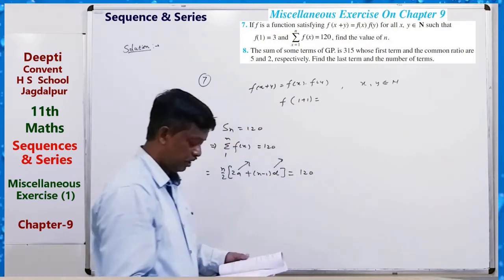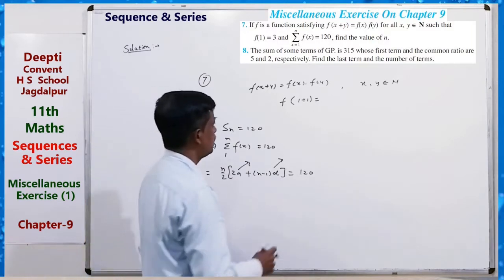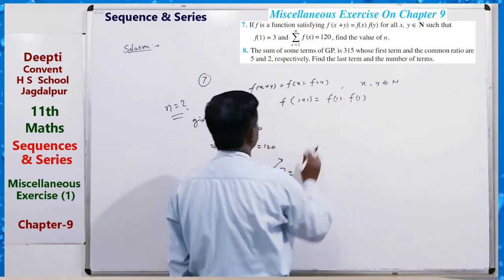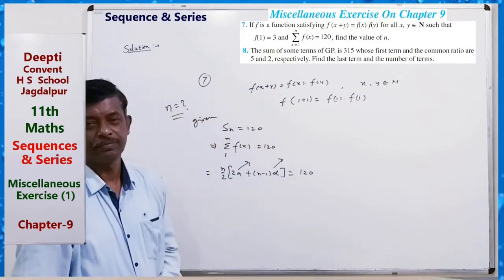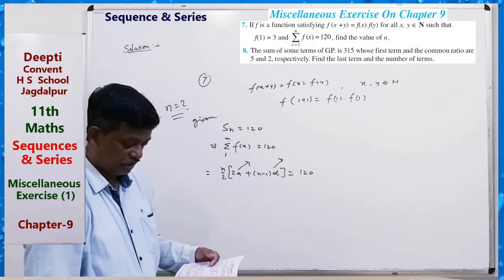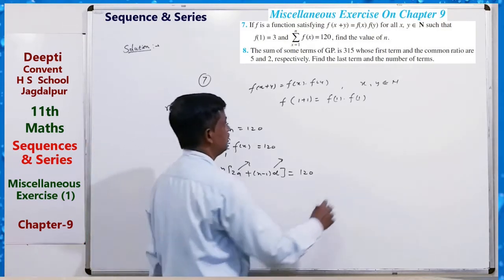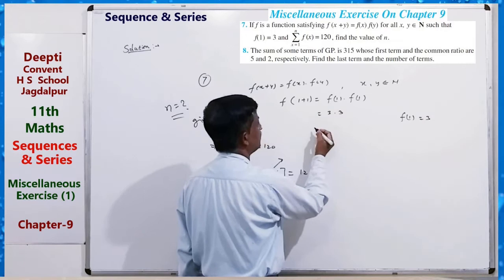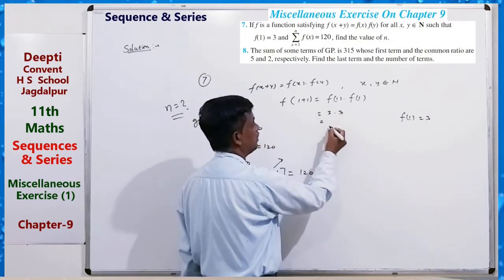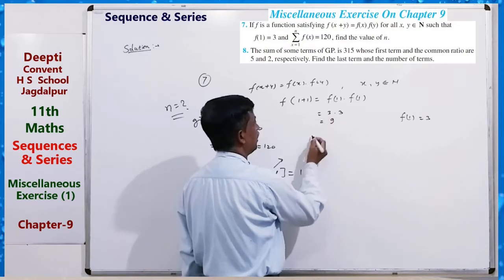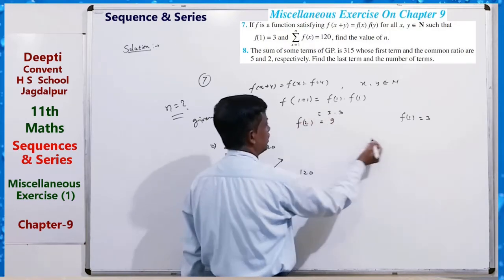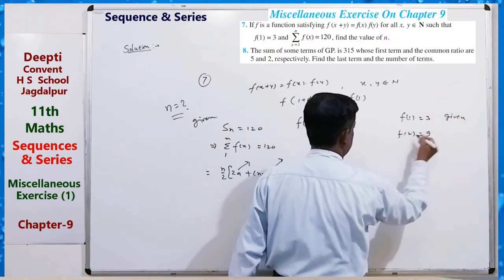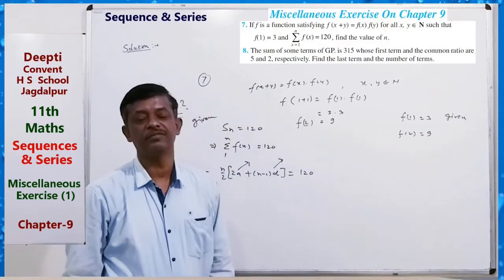X equals 1, y equals 1. So we get F2. F2 equals F1 into F1. Clear? Here F1 is given, 3. So F2 equals 3 into 3, which is 9. So F2 equals 9. Similarly, we want F3.